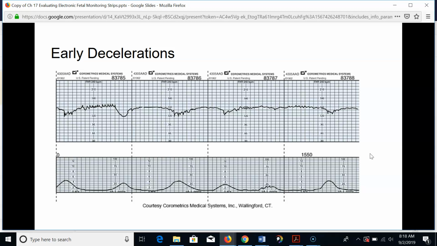With each contraction, the head gets smushed as it's trying to move down the birth canal, and once the contraction is over, it's not getting smushed anymore. Remember, early decelerations are good. It's always good to be early, to class or to clinical.